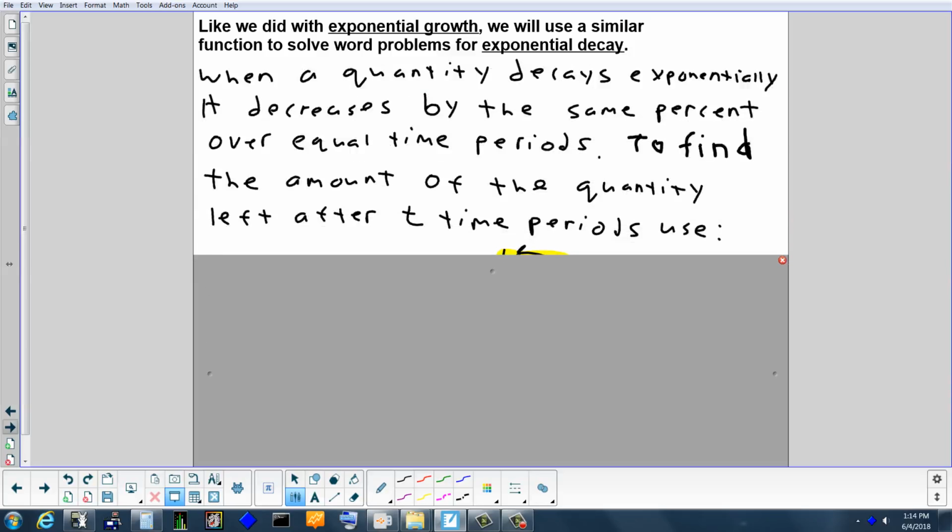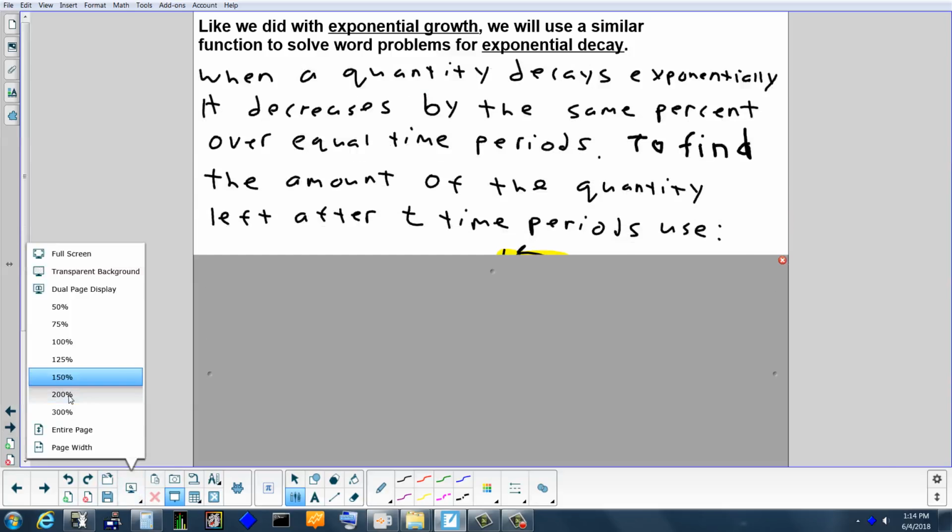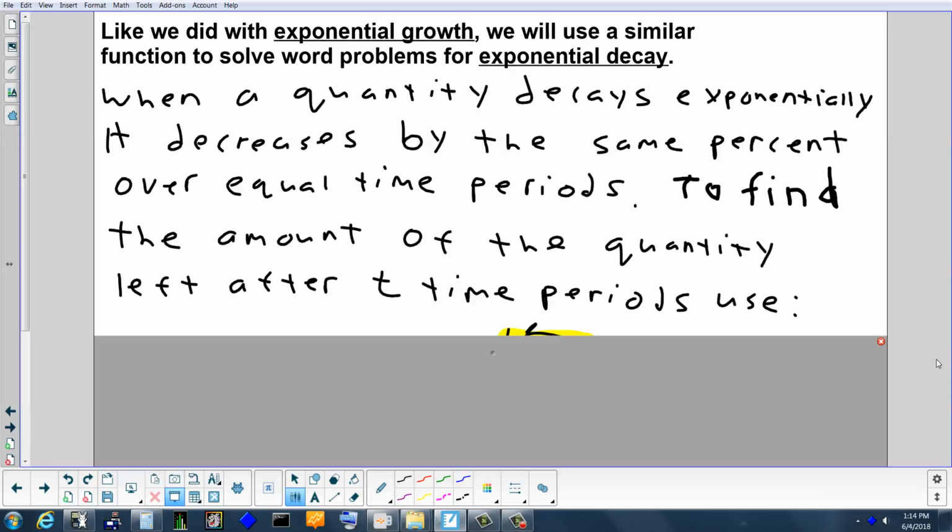Okay, so when a quantity decays, remember last week we did exponential growth word problems, and it showed things that were increasing in value or amount. We did stuff with investments, and over time an investment should gain some money. So here, if it decreases by the same percent over equal time periods, we're going to use a similar formula to what we used last week. Don't get confused when it says decreases by the same percent over equal time intervals.